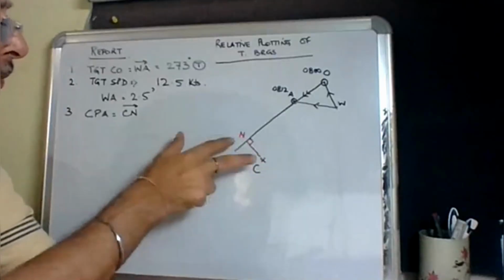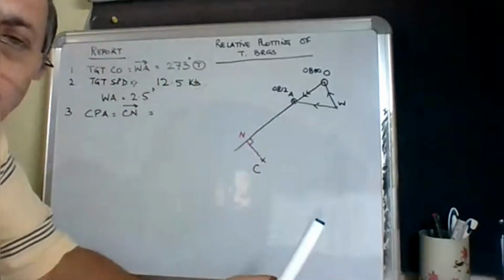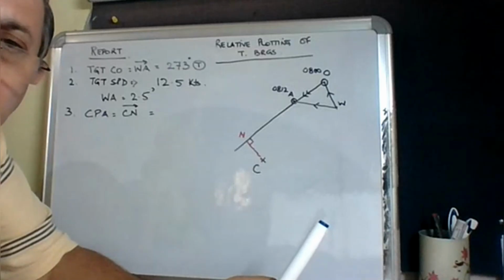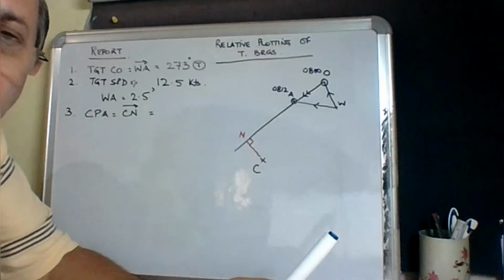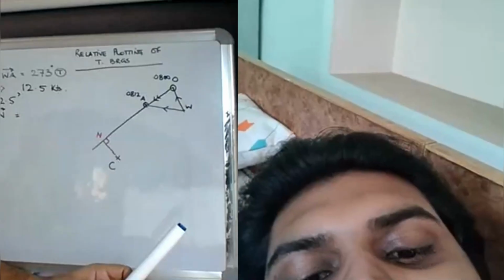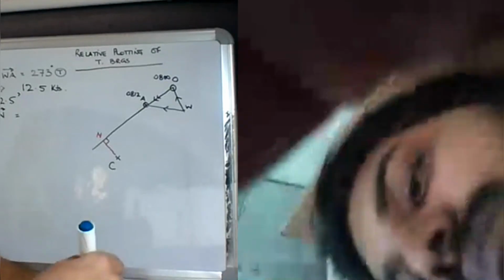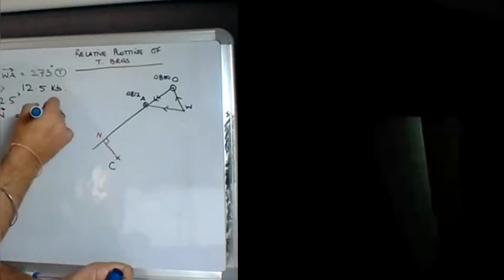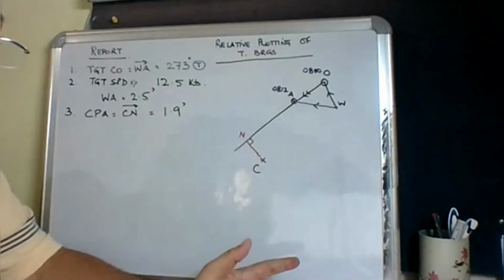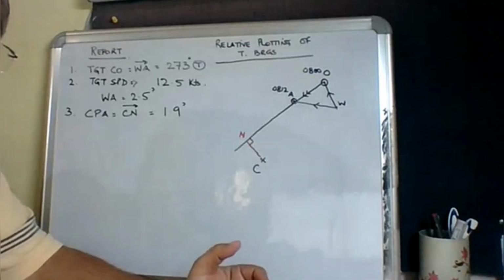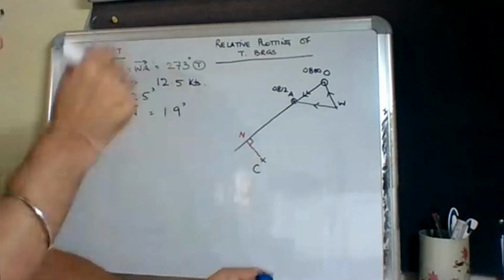CPA is CN, so measure CN on the same scale and उसका डिस्टेंस निकाल लो। 1.8, 1.7, 1.8 सर। Let me just check. इसमें 1.9 दिया हुआ है। 2 मिला सकते हैं। So किसी का 1.8 आ रहा है, किसी का 2 आ रहा है, 1.7 आ रहा है, 1.8 आ रहा है, all is okay. So is CPA okay with everybody?